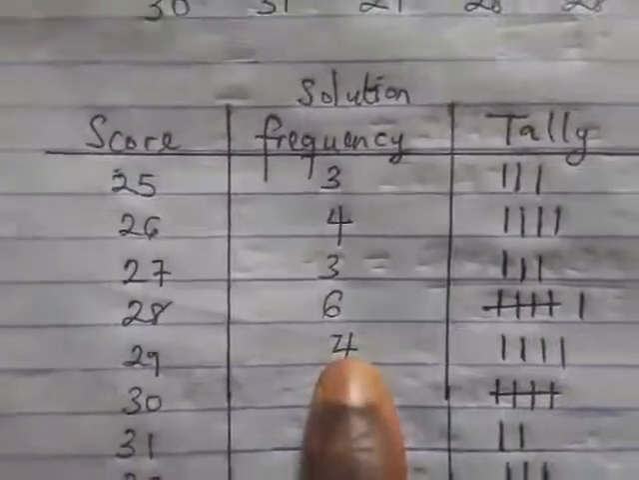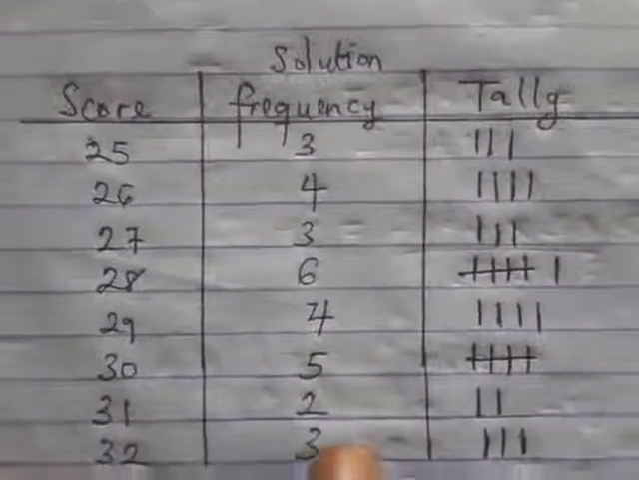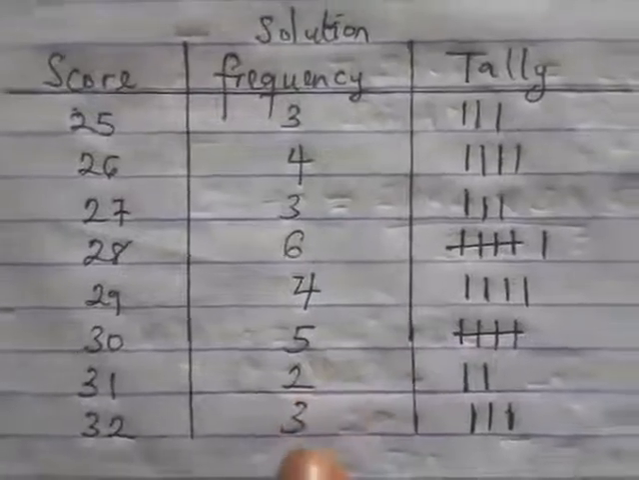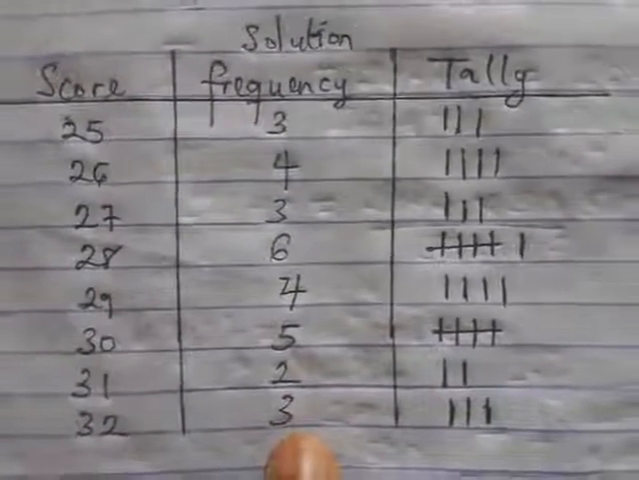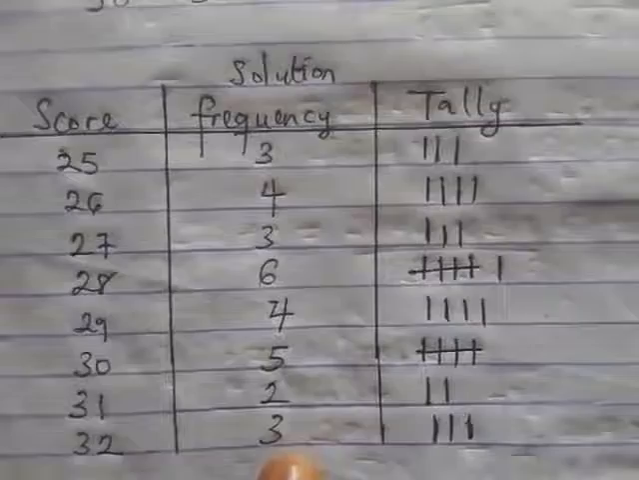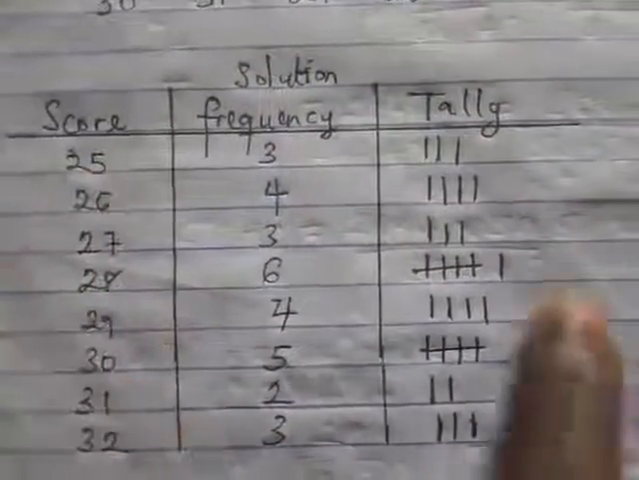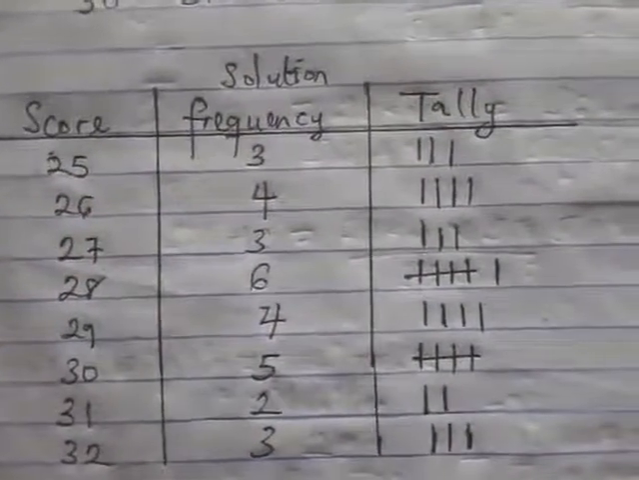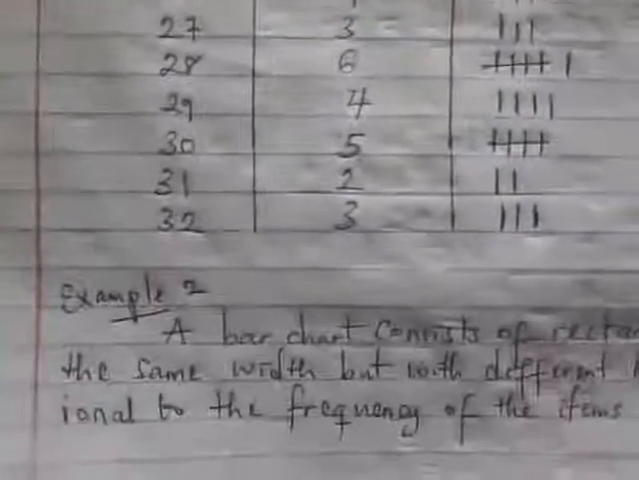For 29, 4. 35, 31, 2, and 32, 3. You can see it. This is an example of a frequency distribution table. Number 2, let's go on.